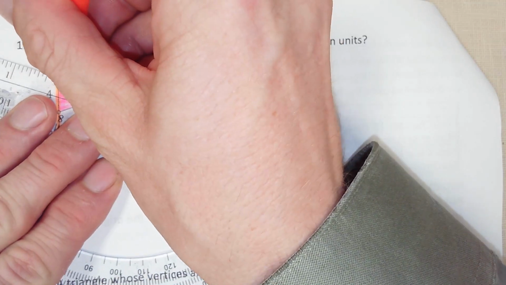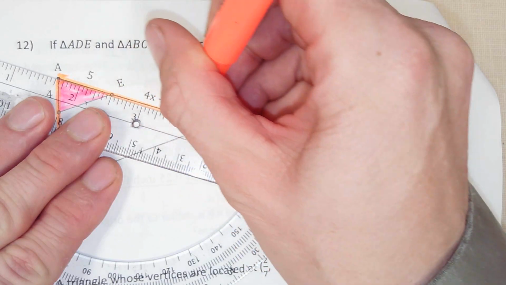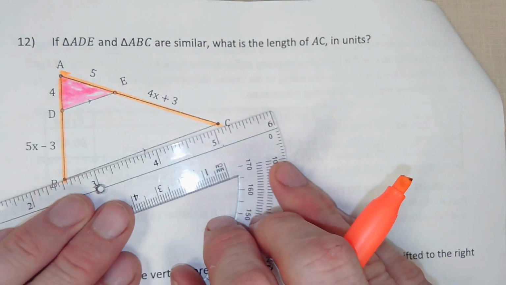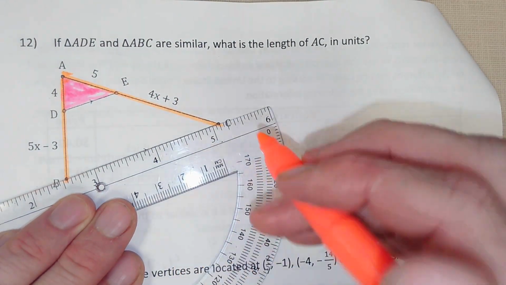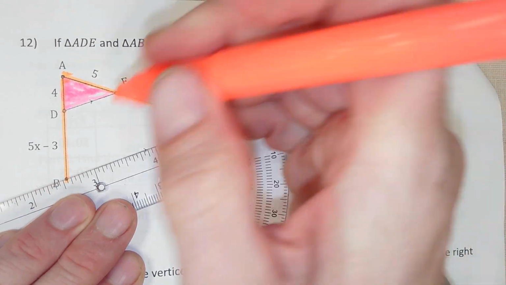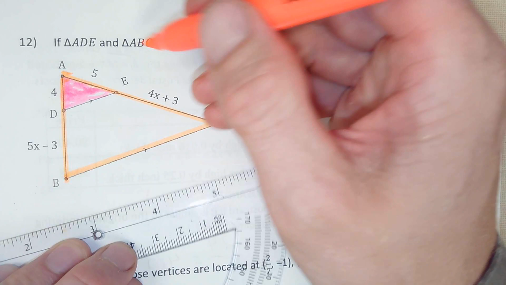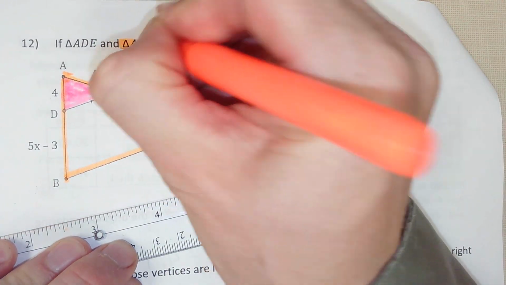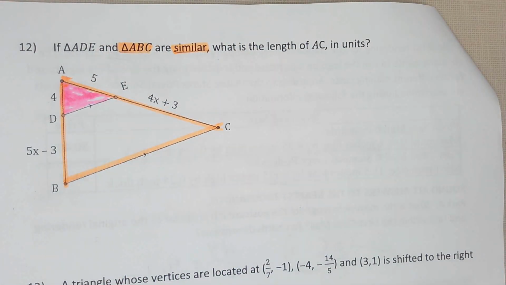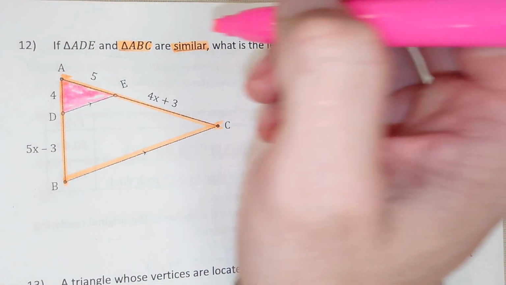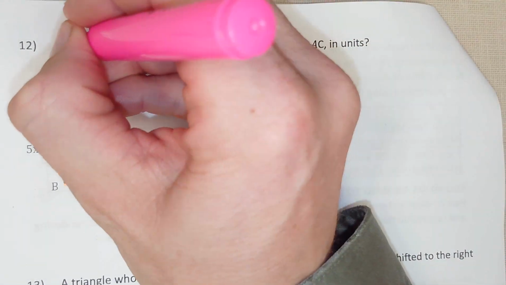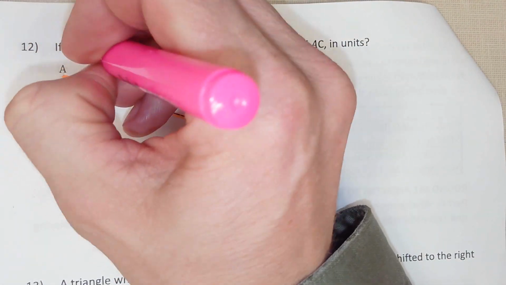And these are similar triangles. I know they're similar because they tell me in the drawing, or in the givens, that they're similar. ABC is the orange one, and ADE is the pink one. I've got to figure out what AC is.